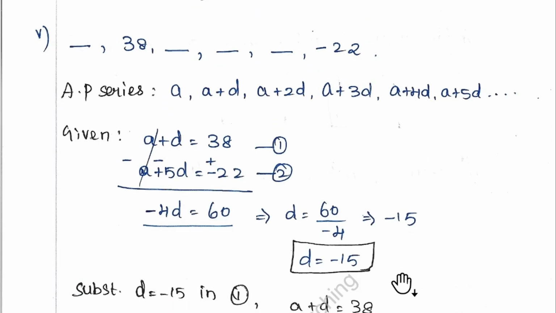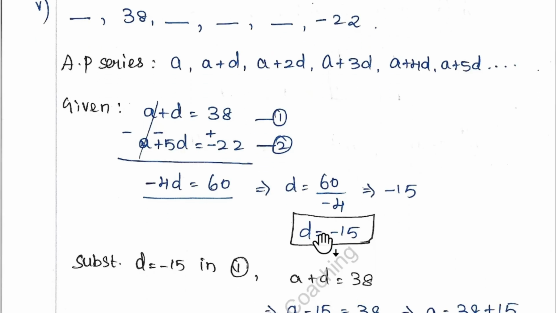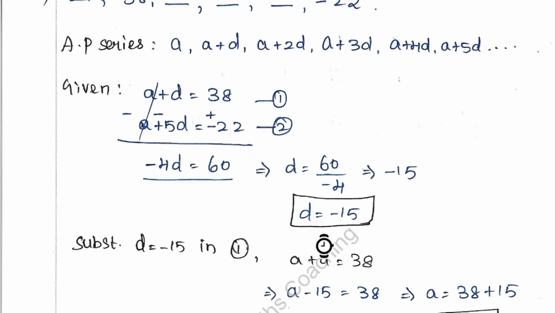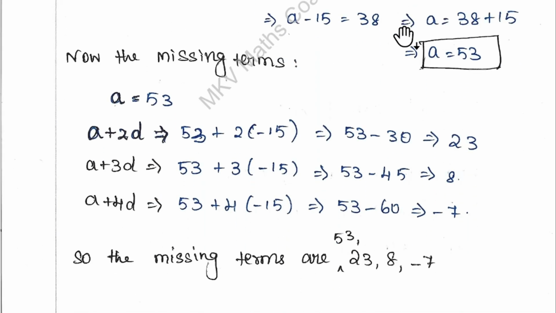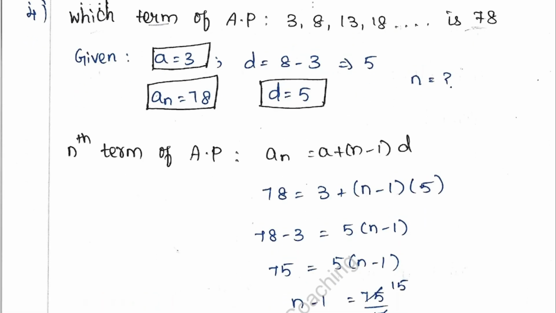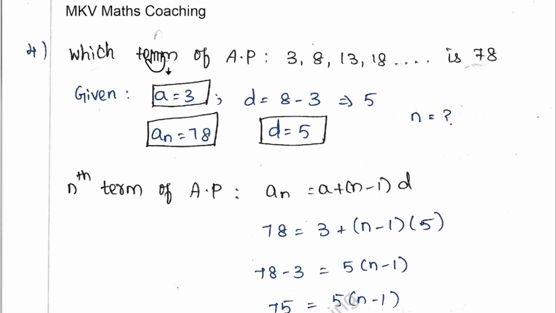Okay. So for the fifth problem, you try for yourself. Since A is not given, D is not given, you will be getting two equations. A plus D is 38 and A plus 5D is minus 22. Using the elimination method, find out the D value and A value and then find the missing terms in the AP series. Okay, just try for yourself. It's very easy.